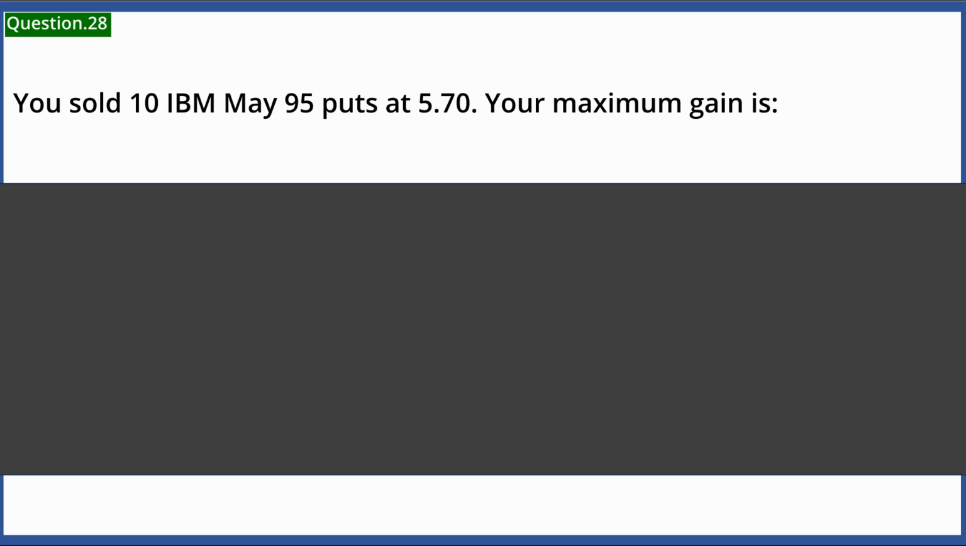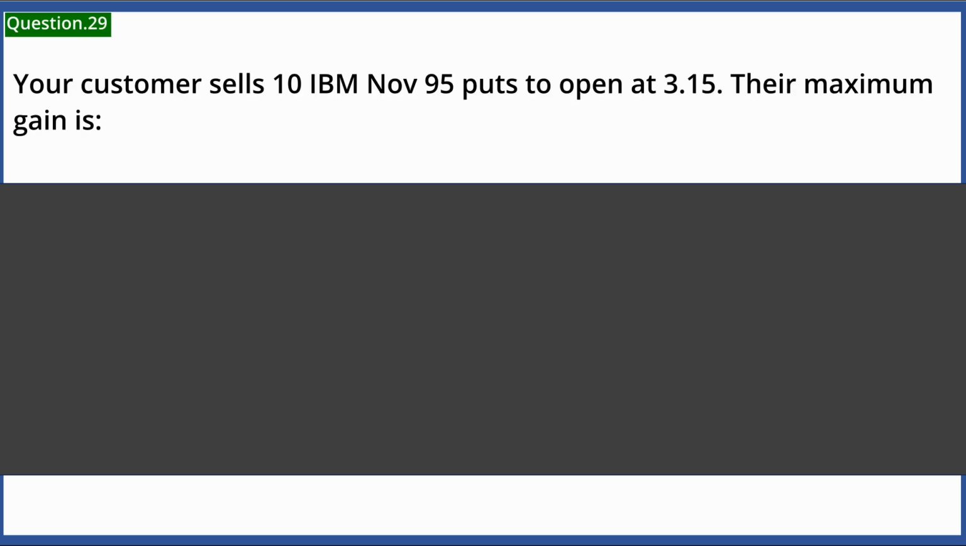You sold 10 IBM May 95 puts at 5.70. Your maximum gain is A. $570. B. $5,700. C. Unlimited. D. $95,000. Answer B. $5,700.